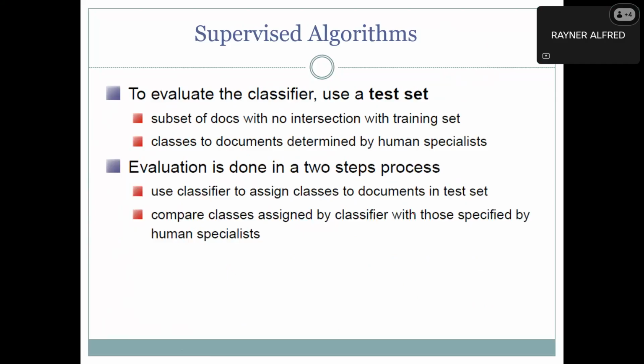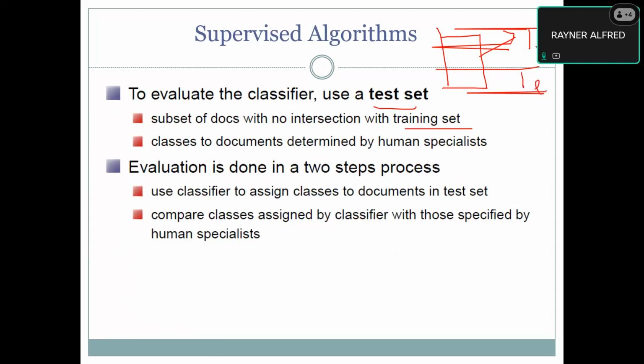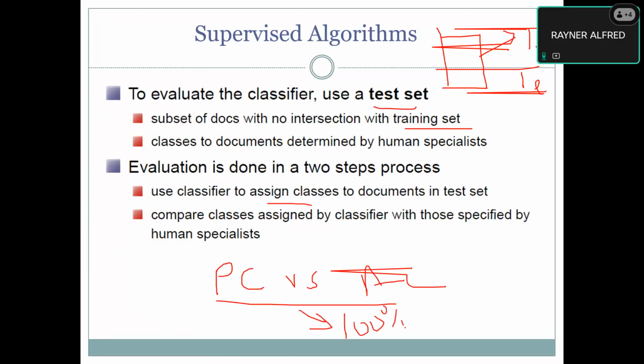Okay. So to evaluate the classifier, we use the test set, a subset of documents with no intersection with the training. That means if you have a full data set, you will divide it into training and testing. Evaluation is done in 2 steps. The first one, we use the classifier to assign classes. So you will have the predicted classes versus the actual classes. We compare what percentage are correctly classified.